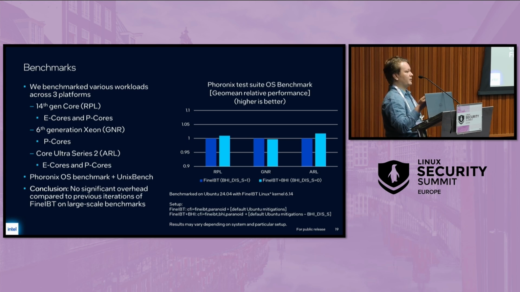With FineIBT BHI, we're confident that we don't need the mitigation, the BHI dis-S, so we can turn it off. The nice thing is, for example, on Arrow Lake, we actually get a performance speedup, even despite the CMOVs that we have in there. On Granite Rapids, it's equivalent from what we can see at the moment. We have some micro benchmarks in Unix bench that I haven't included here. In general, adding the CMOVs, even with the BHI dis-S turned on or off, is negligible on a lot of microarchitectures.